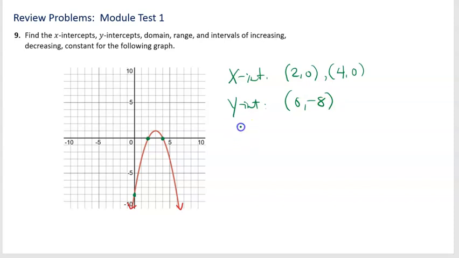Now, the domain are the values from left to right for which this graph covers. Notice the arrows at the end. The graph continues on forever. Even if those arrows weren't there, we would assume it continues on forever unless we see a starting point. So you should assume that anyway. Now, this goes from negative infinity to positive infinity. We're not talking low to high. We're talking left to right. So the domain is negative infinity to infinity.